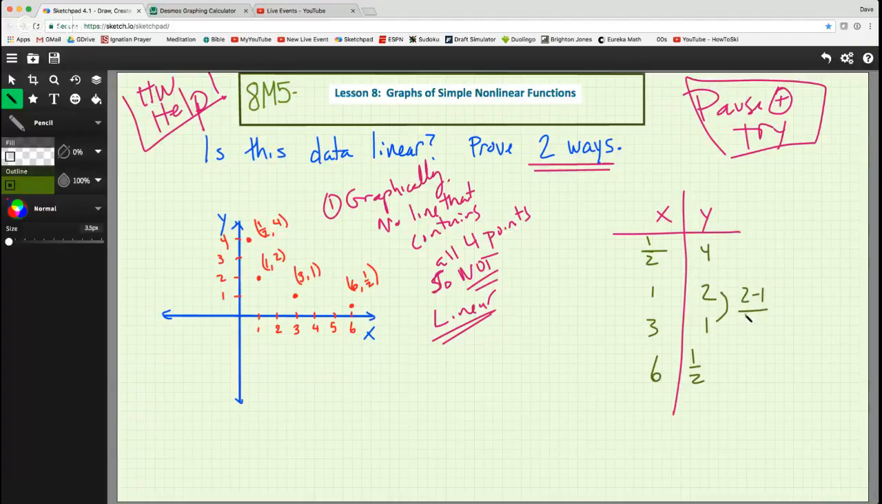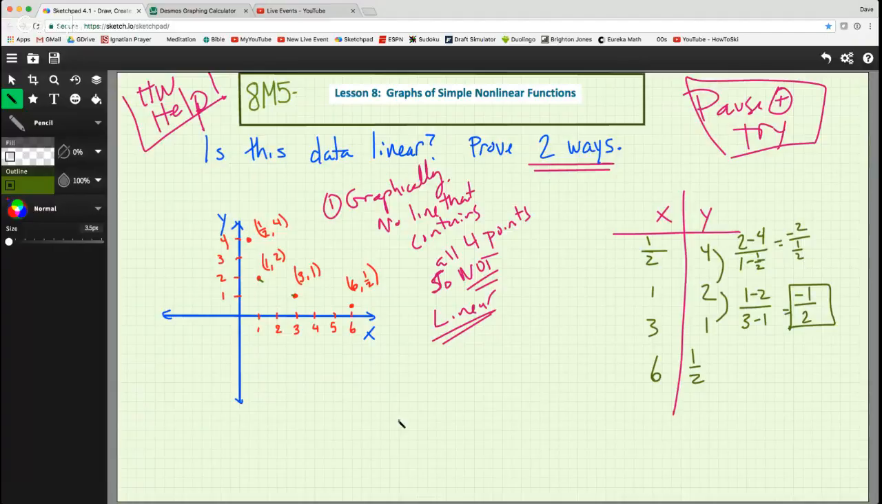2 minus 1 over 3, sorry, 1 minus 2, y2 minus y1 over 3 minus 1. So that's -1 over 2. So that's a -1/2. So that's the slope between here and here. And now let's do the top one. 2 minus 4 over 1 minus 1/2. Well, I don't like fractions, but that's what we're stuck with here. -2, and so that's -2 over 1/2.